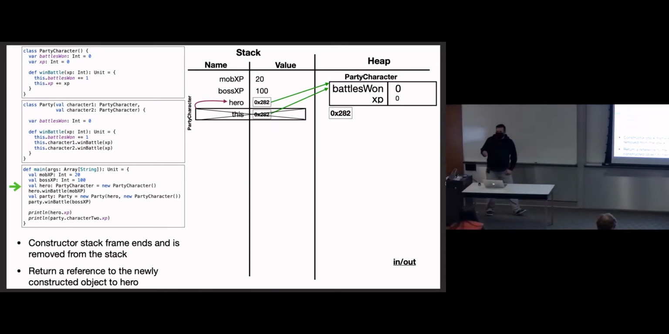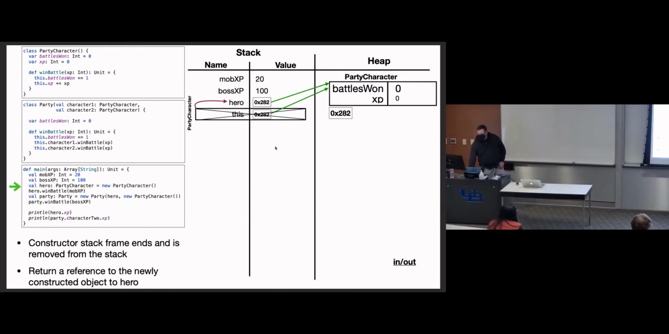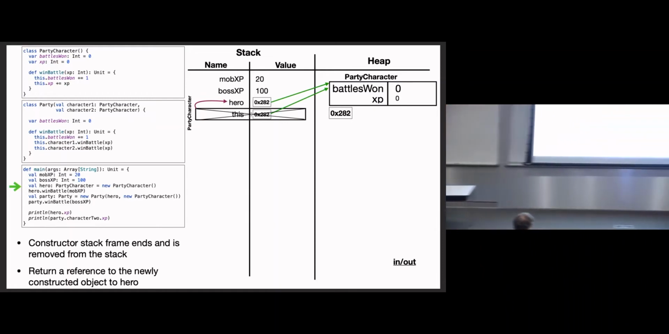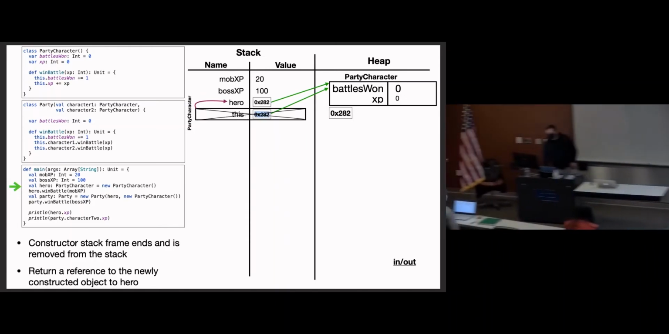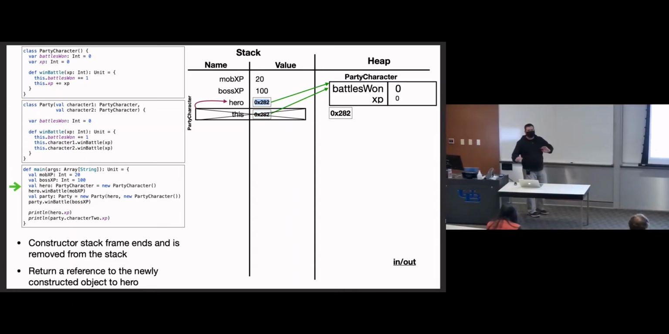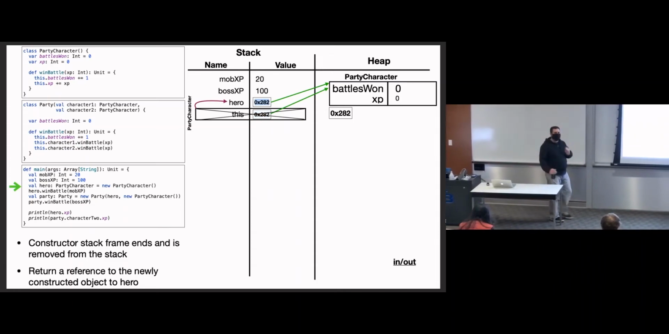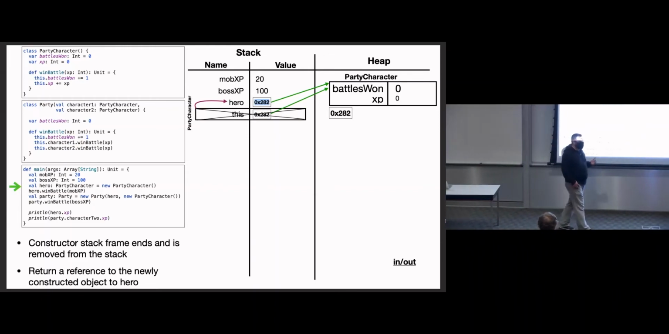Constructors return a reference to the object that was created. So this constructor is going to return a reference to the object that was created, and that's what's stored in Hero. Hero does not store an entire object. It stores a reference, which is the memory address of where you can find that object on the heap.